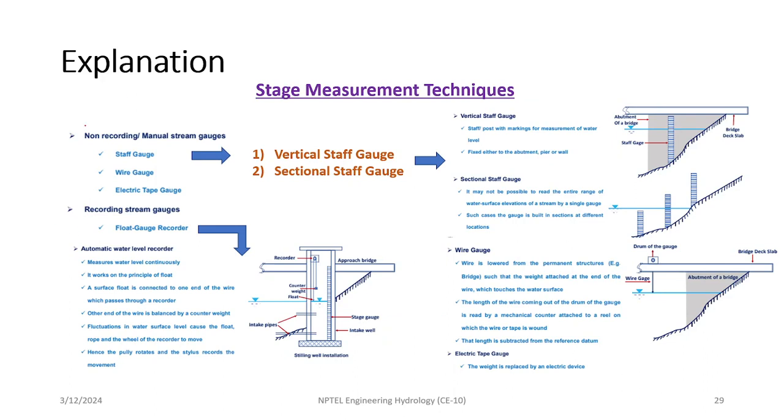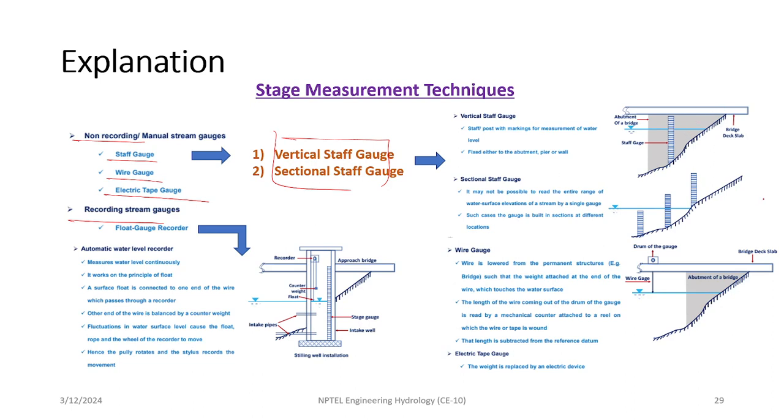So here it is mentioned that non-recording type is also there, and then recording stream stage measurement is also here. If we are talking about non-recording, then staff gauge is here, then wire gauge can also be used, then electric tape gauge can also be used. For detailed description, it is mentioned that staff gauge can also be divided in two cases: vertical staff gauge, and then another one is sectional staff gauge.